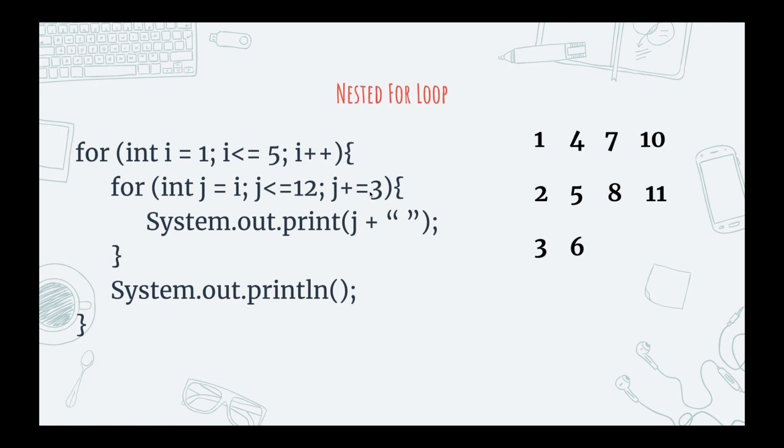We add 3 again. Is 9 less than or equal to 12? Yes, it is. So we print out 9. We add 3 to j. j is now 12. Is 12 less than or equal to 12? Yes, it is. So it prints out 12. And then it updates it again. J is no longer 12. J is now 15 because 12 plus 3 is 15. Is 15 less than or equal to 12? No, it's not. So we're done with this for loop. And then we tell the compiler we want to start on a new line for the next print statement.